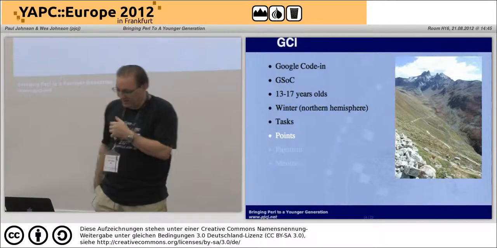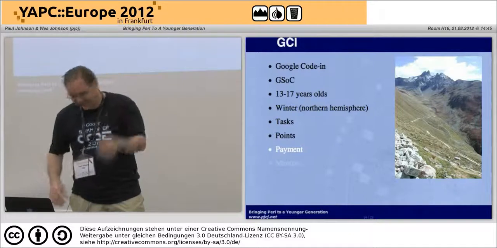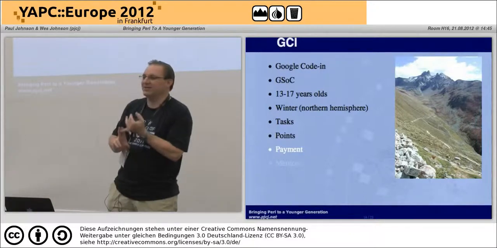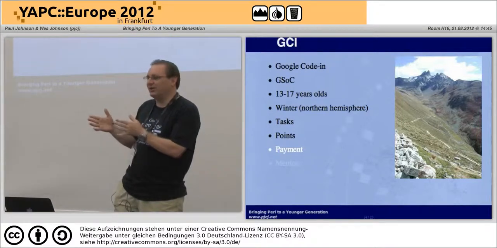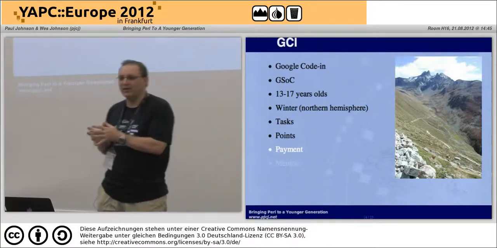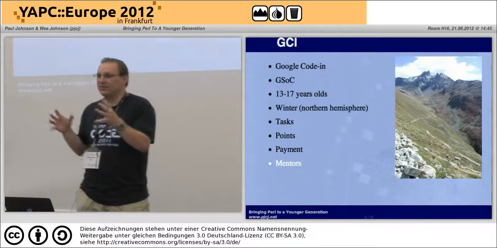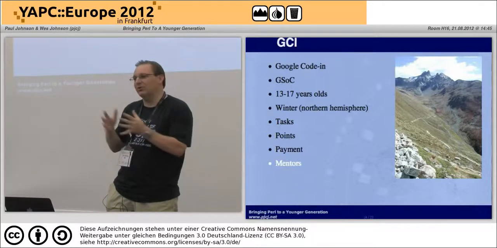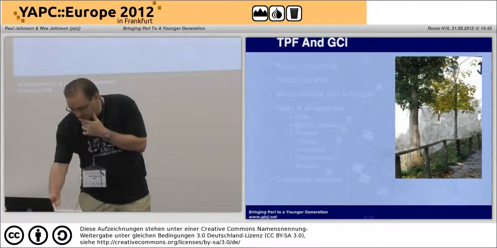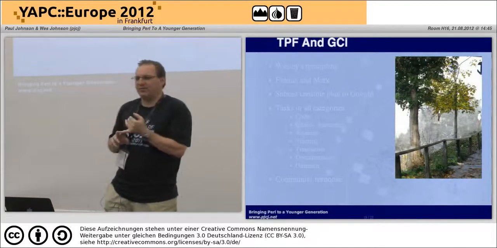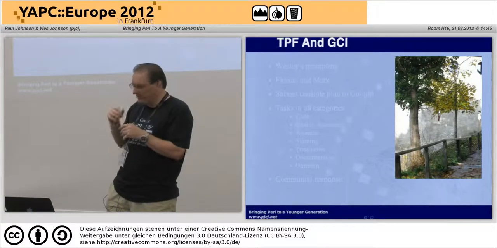But also, what do points make? Some people know. In this case, they make payments. So for every 3 tasks which are completed, the students get $100 up to a maximum of $500 per student. And there, of course, on the organization side, there are mentors who look after the tasks and help the students as they go. So I think this GCI has run for 3 years now, I believe, and I think TPF has taken part in each of the 3 years.